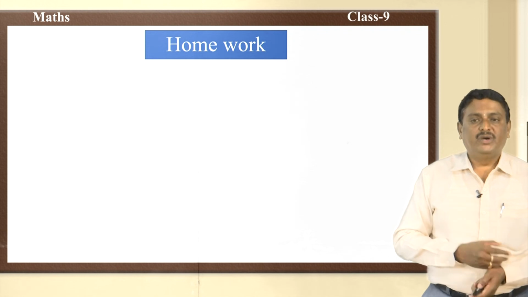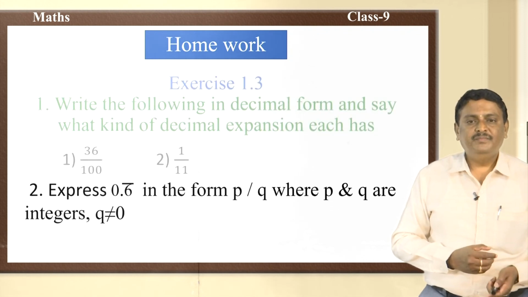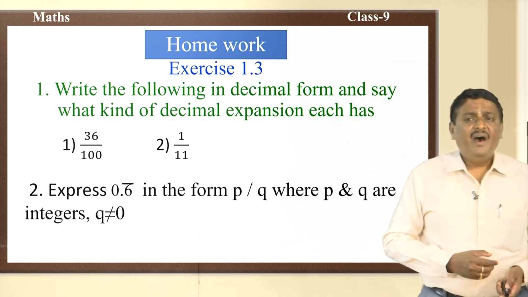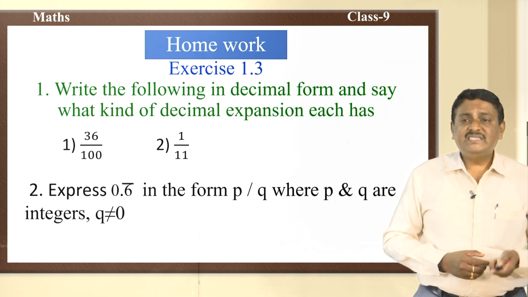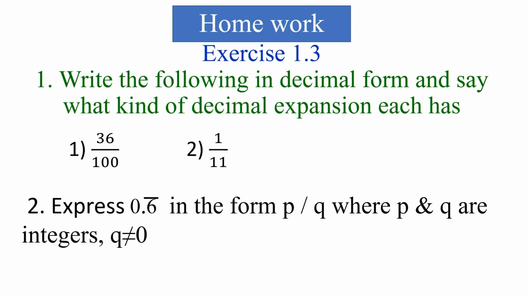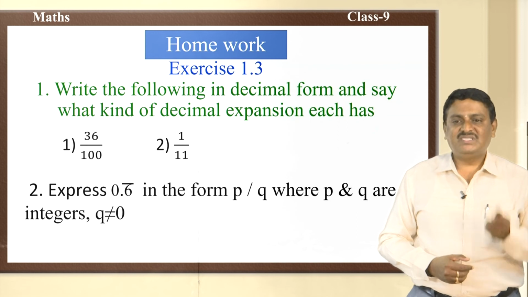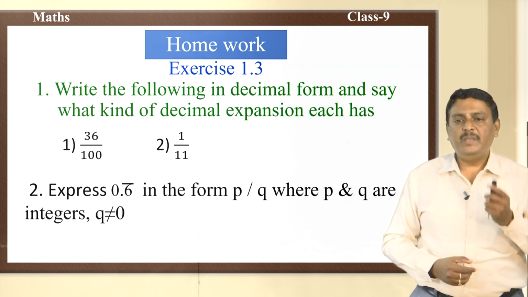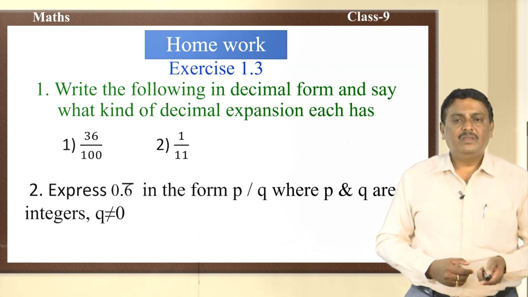Now it is time for homework. Now my dear students, write down exercise number 1.3. Write the following in the decimal form and say what kind of decimal expansion each has. See, this is very important. What kind of decimal expansion each has? Problem number 1, 36 by 100, second one 1 by 11, and also, express 0.6 bar in the form of p by q, where p and q are integers, q is not equal to 0. You can express in the form of p by q.